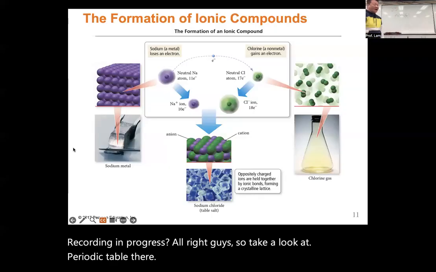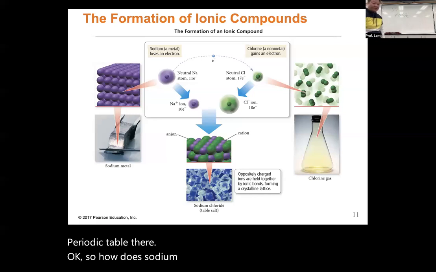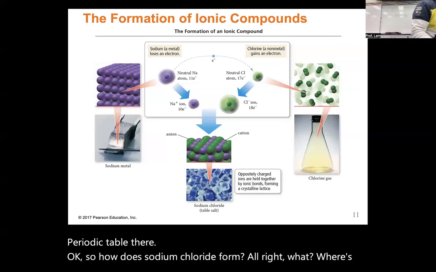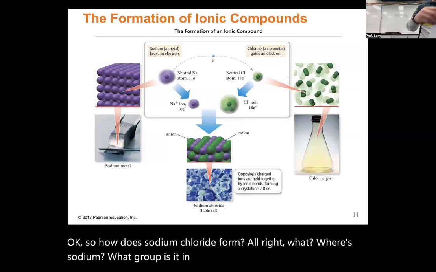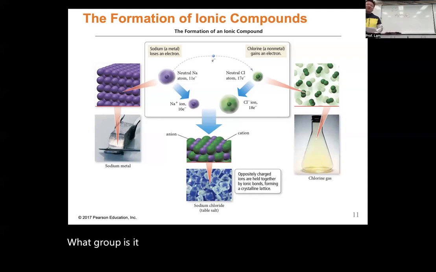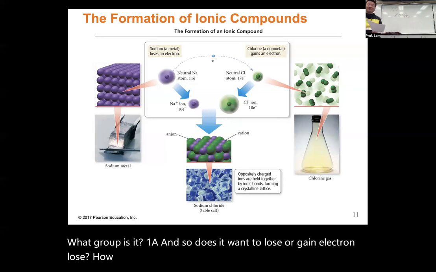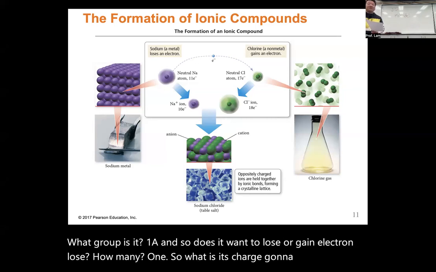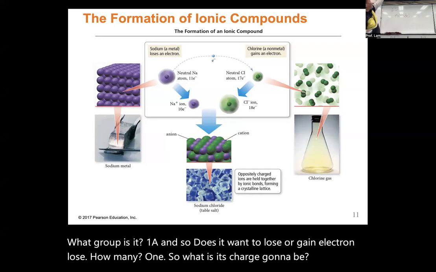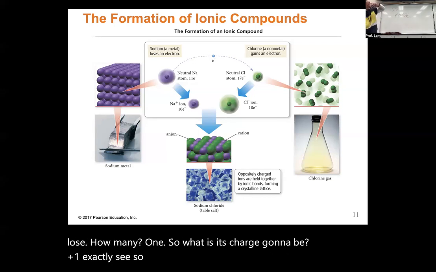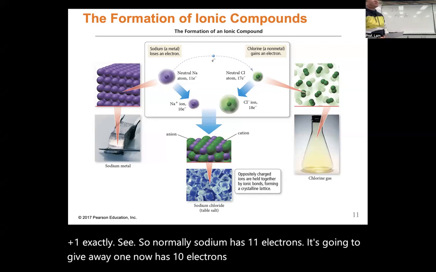Okay, so how does sodium chloride form? Where's sodium? What group is it in, everybody? 1A. And so does it want to lose or gain an electron? Lose. How many? One. So what is its charge going to be? Positive 1. Exactly. Normally sodium has 11 electrons. It's going to give away 1, and now has 10 electrons. So it's positively charged. And chlorine, what group is it in?